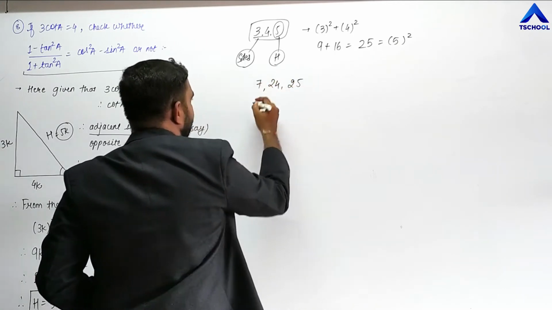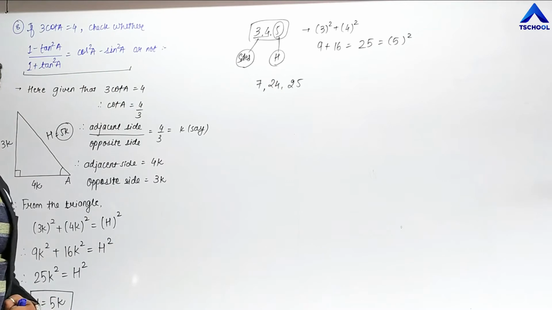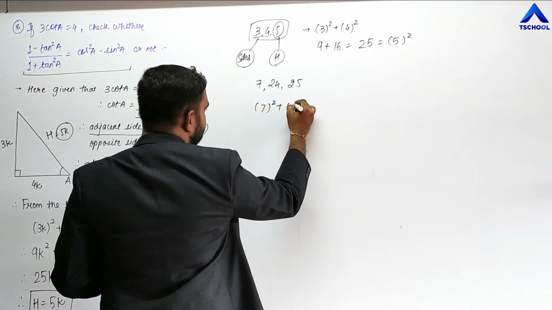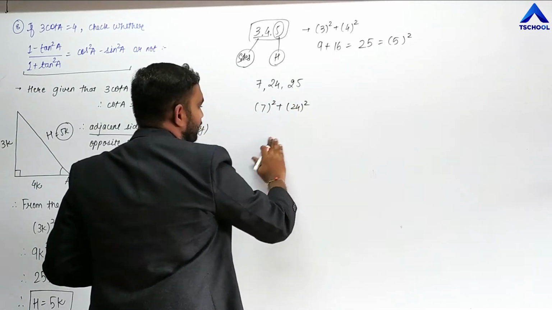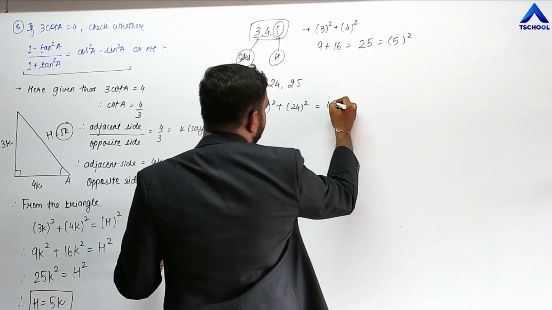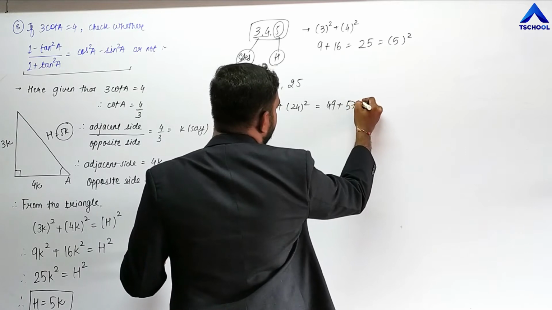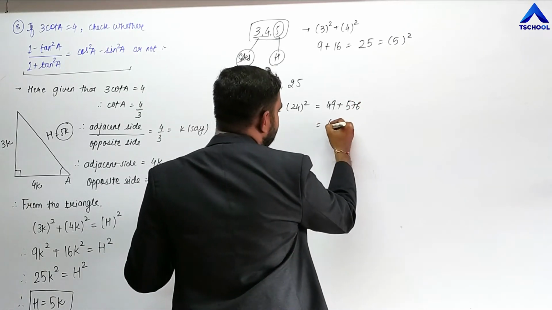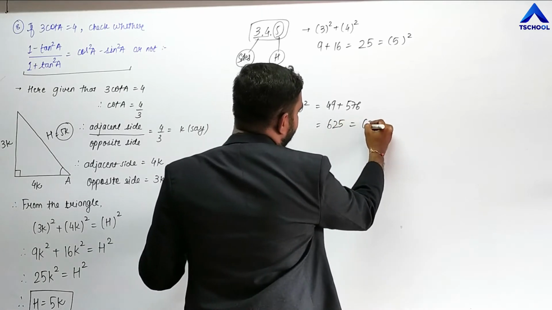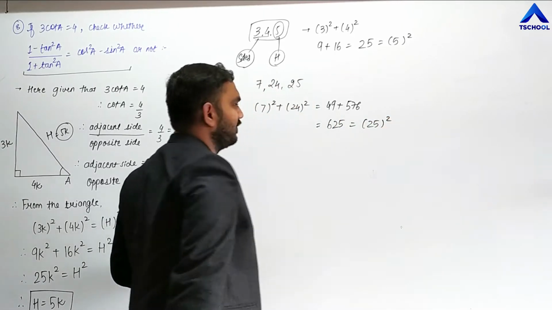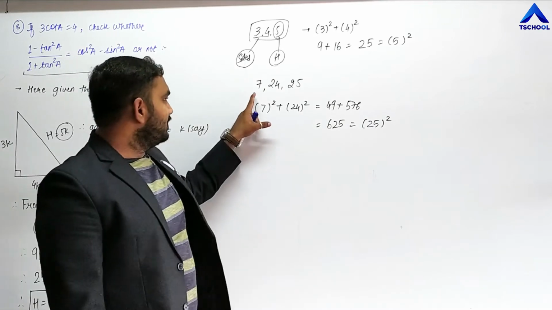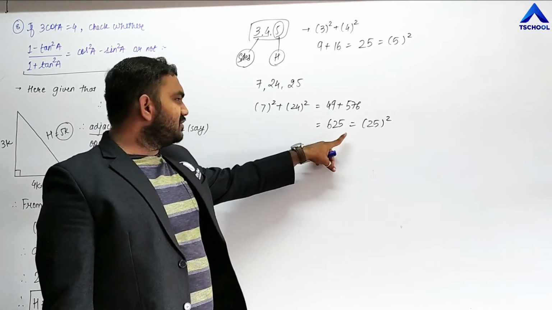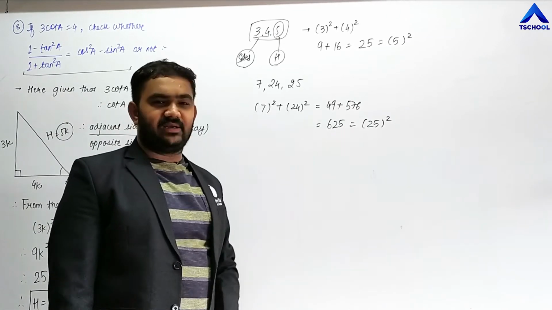7, 24 and 25. You can also check it here. Let us see. That is 7. So 7 square plus 24 square. What is 7 square, friends? 49. 24 square, you can take it out. That is 576. Add these both, you will get 625, which is 25 square. So you can see here that the sum of the squares of 7 and 24 is equal to the square of the third number, that is 25 square.